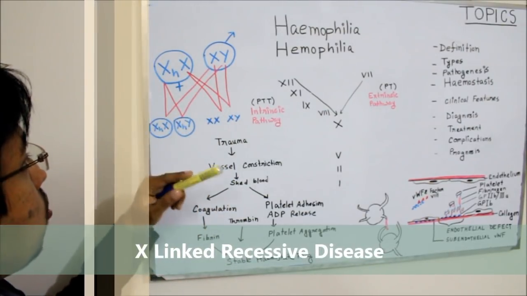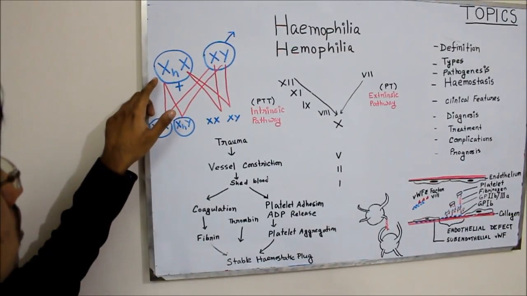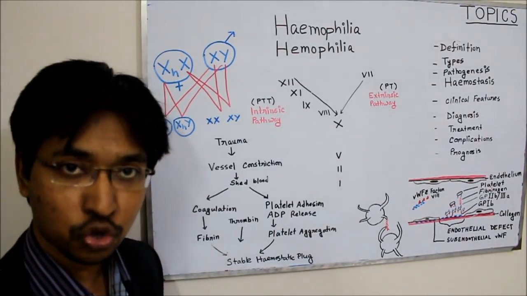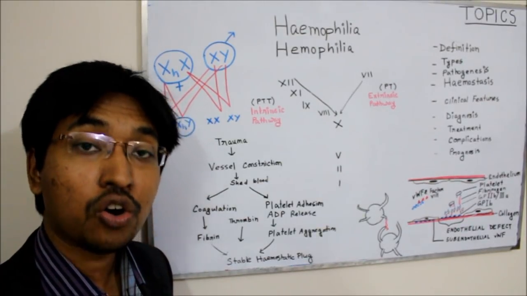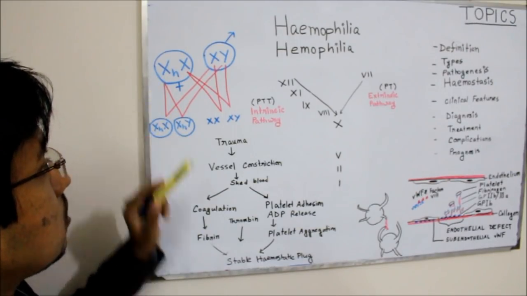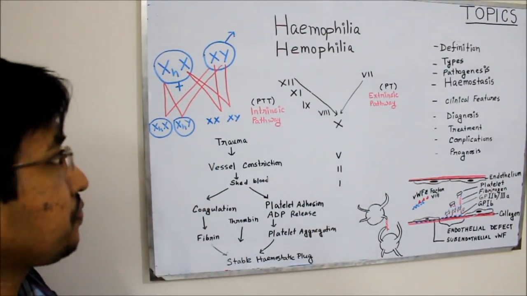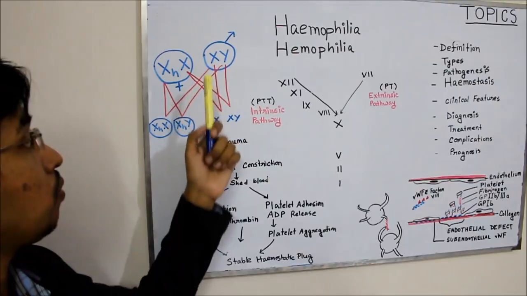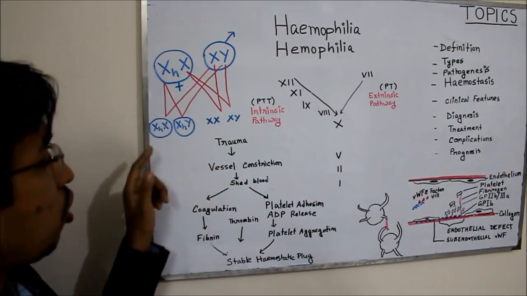Okay, so suppose this is the mother. She has two X chromosomes, and I have written one as XH because in that particular X chromosome, the gene responsible for either clotting factor 8 or clotting factor 9 is mutated. Okay, so that is written as XH. That is the mutated chromosome, and the other chromosome is healthy. This is the father. You can see he has one X chromosome and one Y chromosome, and you can see that these are the possible genotypes of their offspring.